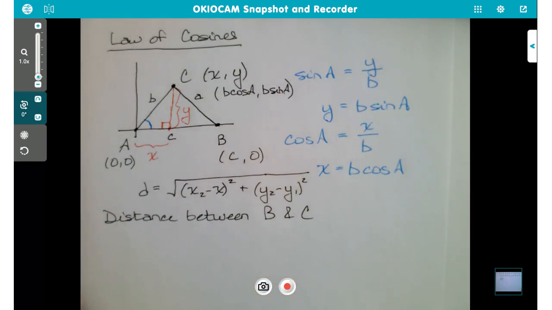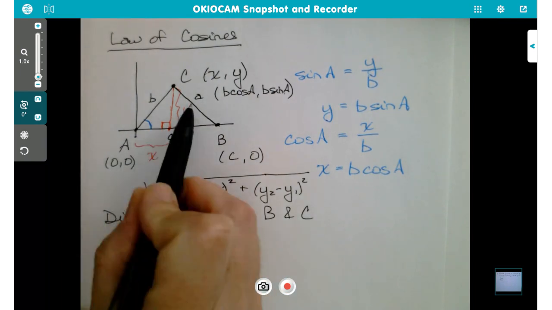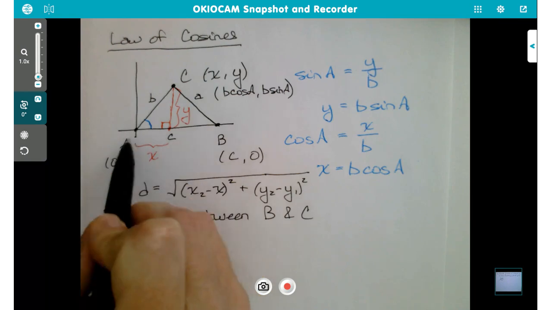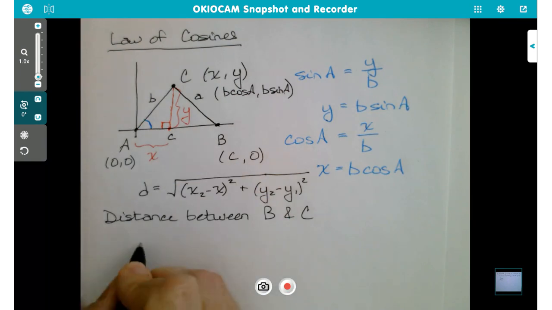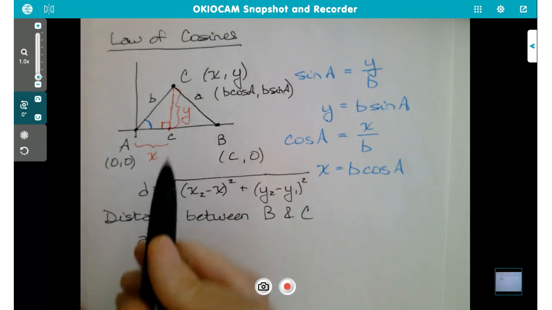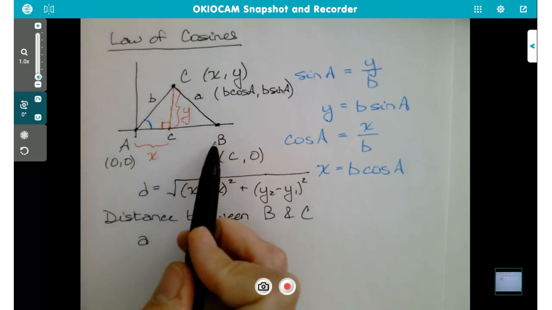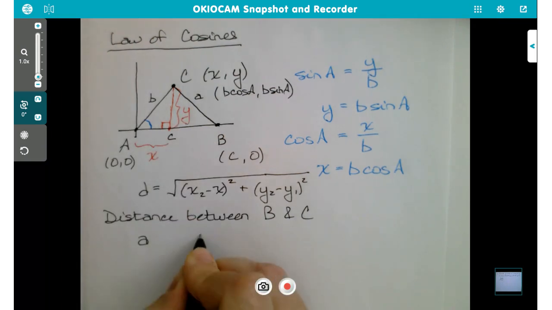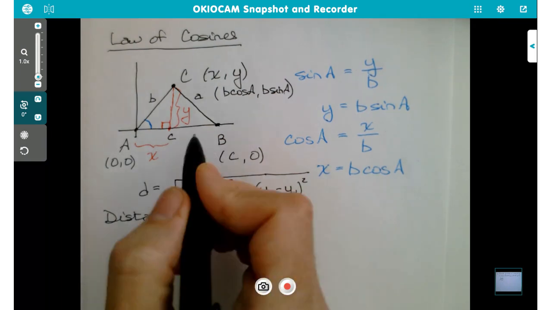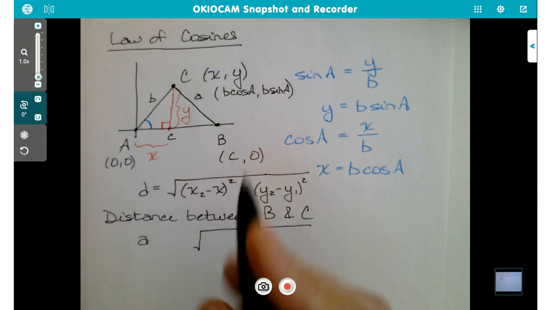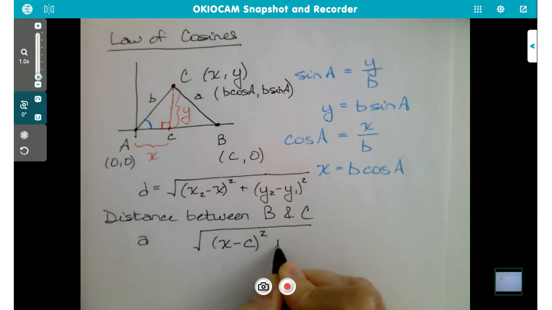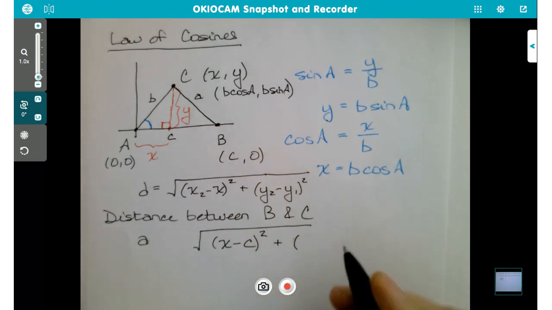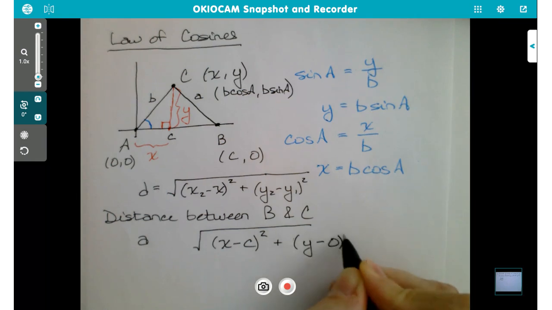Well, we actually have a couple different ways we can do that. One of them is it's A. It's the side of the triangle opposite the angle that we named A. The other way is by using the distance formula. The distance between B and C, the difference of their x coordinates, squared, plus the difference of their y coordinates, squared, the square root of all that.